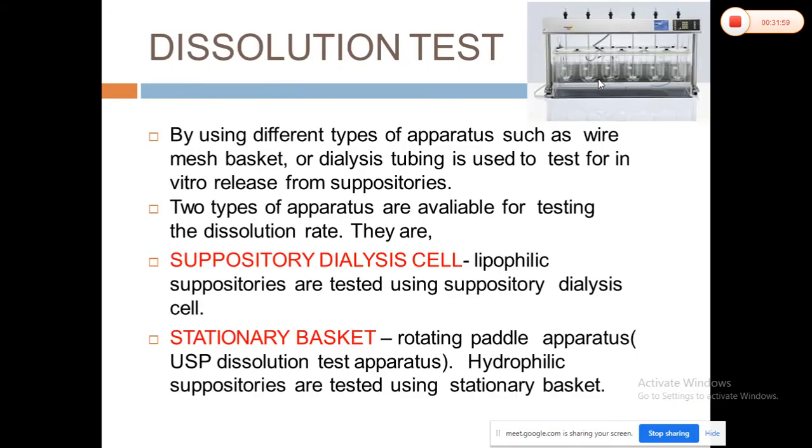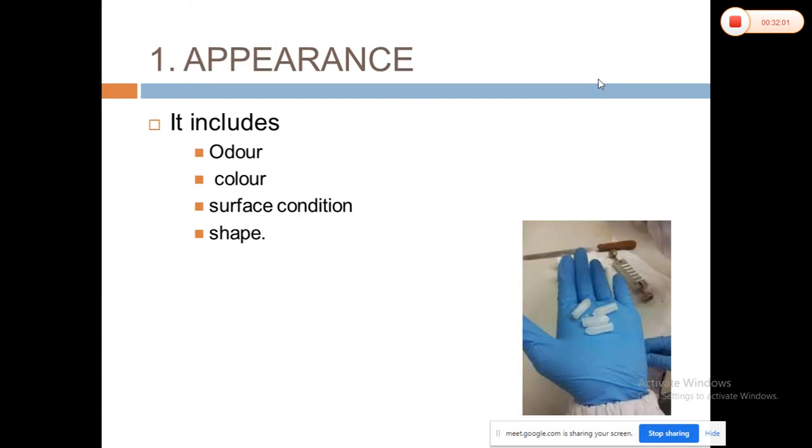What are the tests that we have discussed? Let's revise these tests. First is the appearance. For the appearance, you have to cut the suppositories in a longitudinal way and check the surface conditions, internal as well as external, and you have to check the appearance, odor, color, and the shape also.